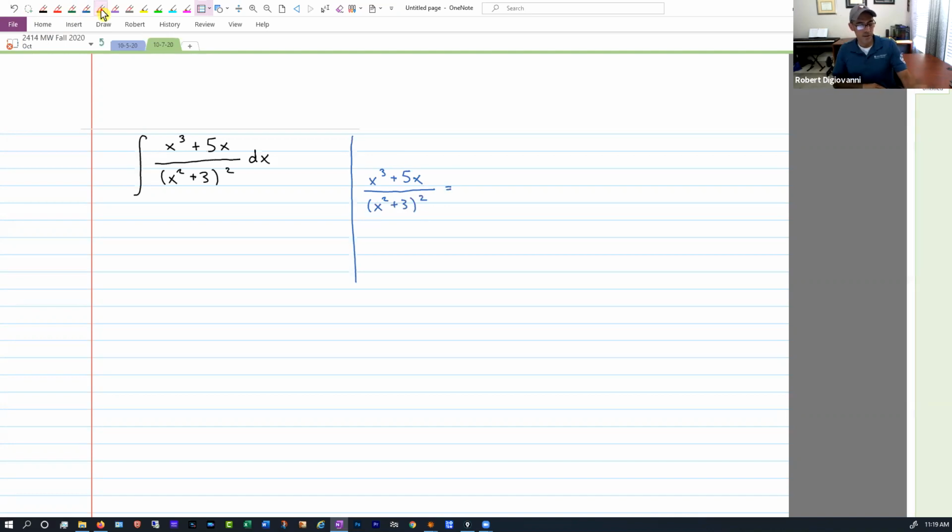Now, this is an irreducible quadratic, right? But it's also repeated. It's repeated because of the 2. So that means I'm going to need to start building up pieces here. I'm actually going to have 2 pieces. The first one is going to be just the irreducible quadratic. The next one is the irreducible quadratic squared. And had that been a 3 here, I would have to do another one with x squared plus 3 cubed. Luckily for us, it's just squared.